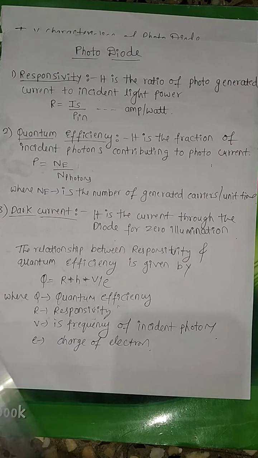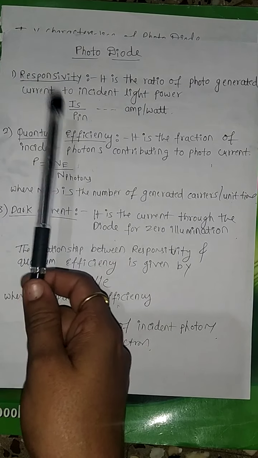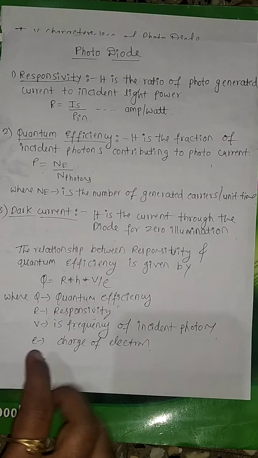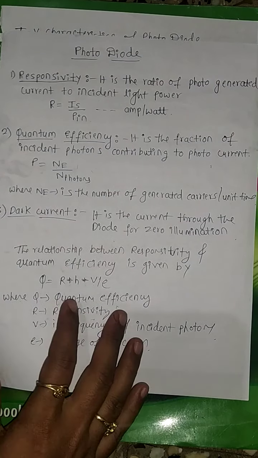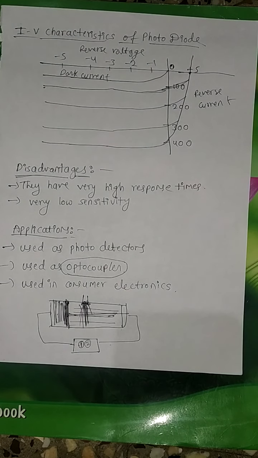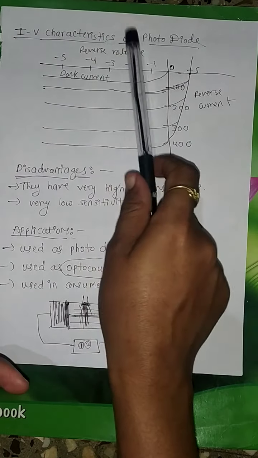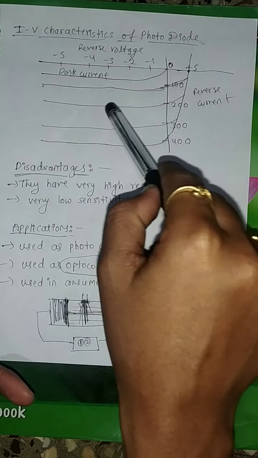From that photo generated current, they will find ratios like responsivity and quantum efficiency. Dark current means the current that was there without light. And you can find the relationship between the quantum efficiency and the responsivity. For IV characteristics, as it is operated in reverse biased mode, you should draw the graph of reverse voltage versus reverse current.